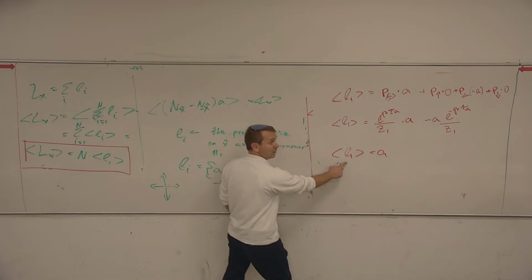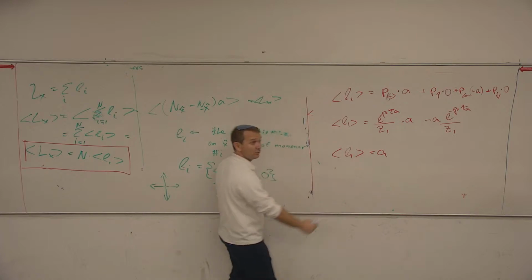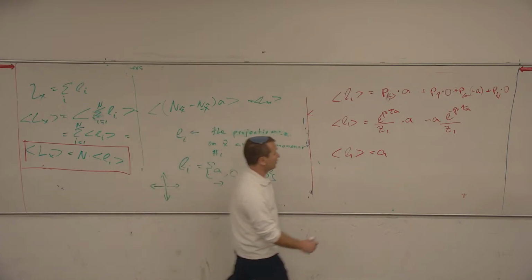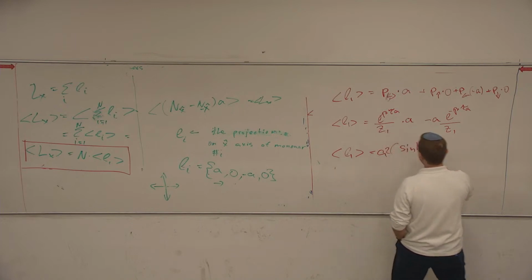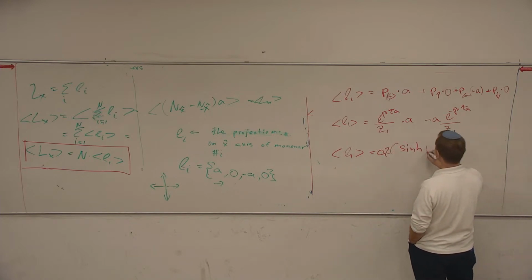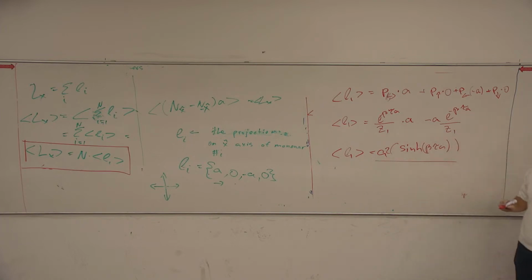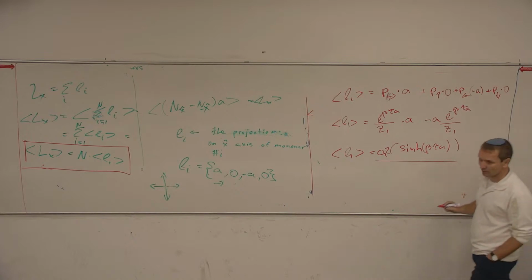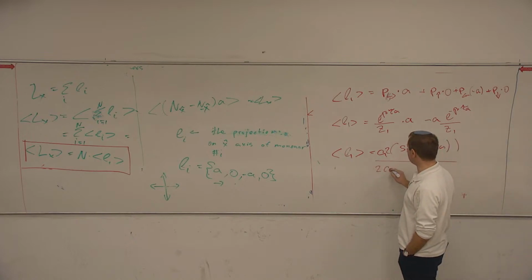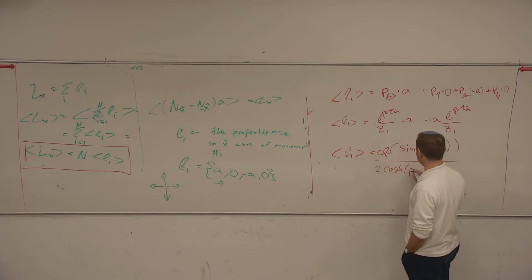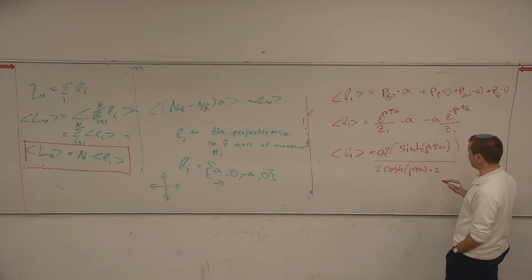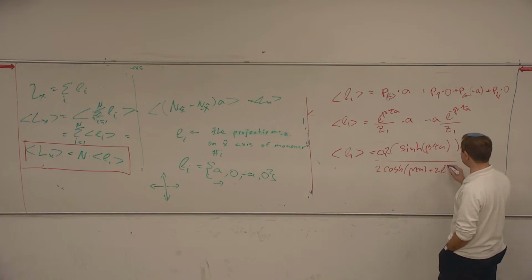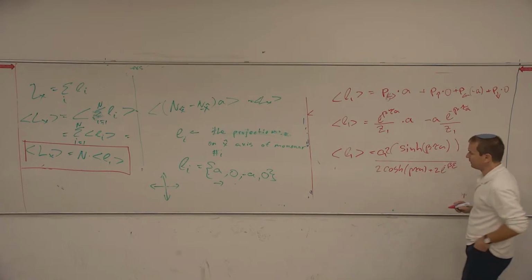So this is good. Units of length. A is length. Multiplied by 2 hyperbolic sine of beta tau A divided by, what was my Z1? 2 cosine hyperbolic of beta tau A, right? Plus 2, plus or minus? Plus e to the minus beta epsilon.